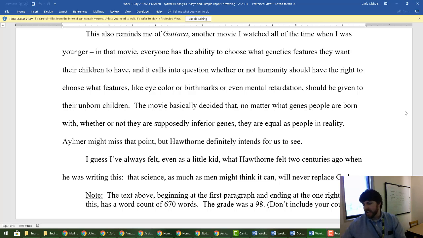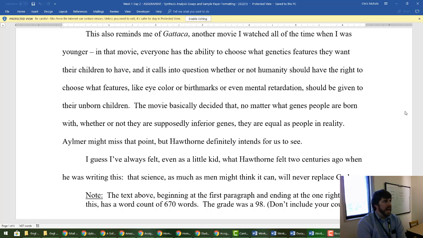But his line at the end, he says, is, I guess I've always felt, even as a little kid, what Hawthorne felt 2 centuries ago when he was writing this, that science, as much as men might think it can, will never replace God. I don't really know that he addressed God at all during this whole thing. I think he just wanted a great line at the end. It sounds cool.